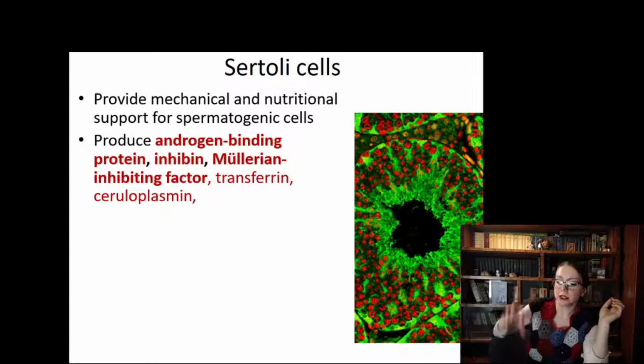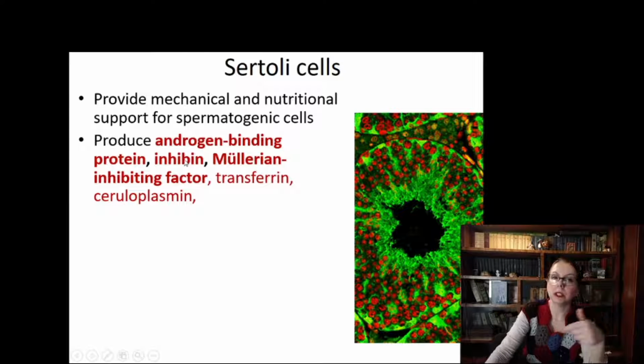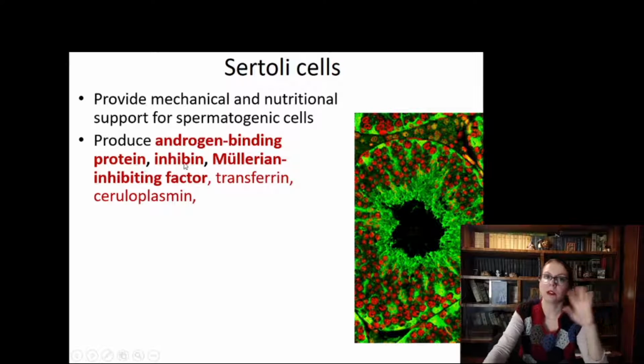As they are stimulated by follicle-stimulating hormone, they produce inhibin to inform the pituitary to stop producing follicle-stimulating hormone. So inhibin is the kind of negative feedback loop from the Sertoli cells. Inhibin is needed to prevent excess of follicle-stimulating hormone production.